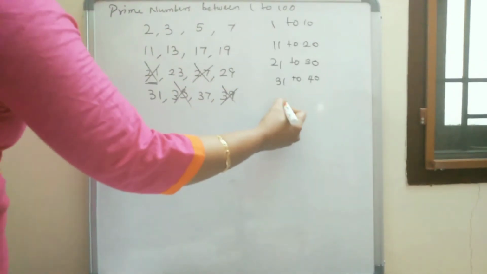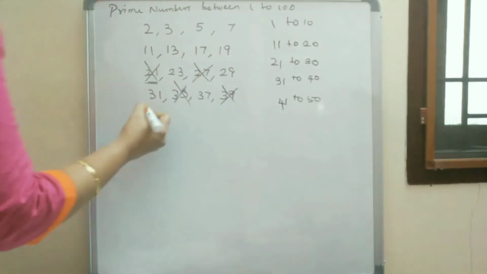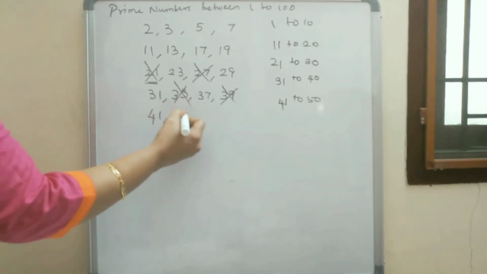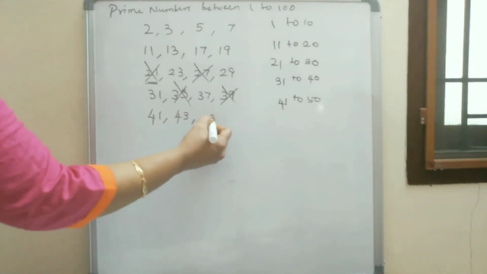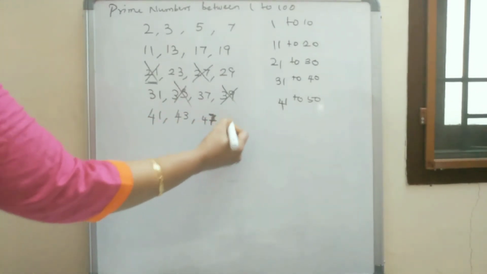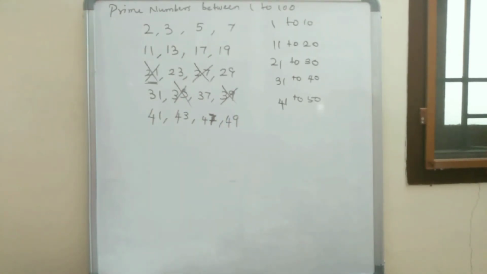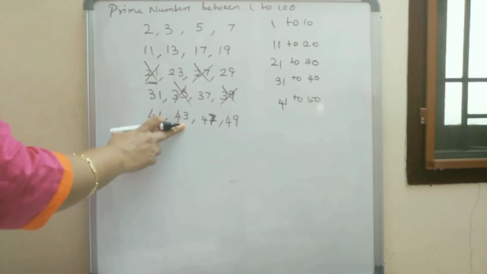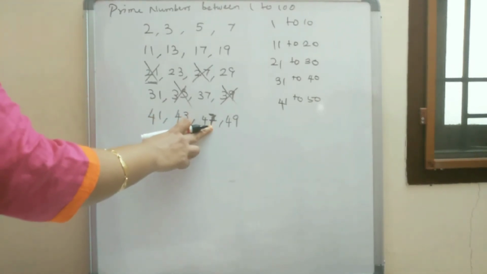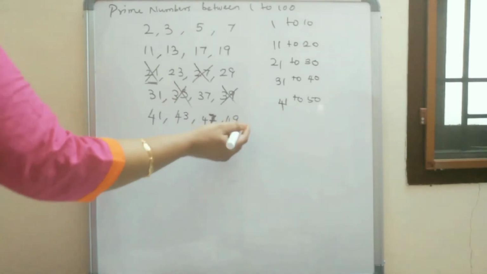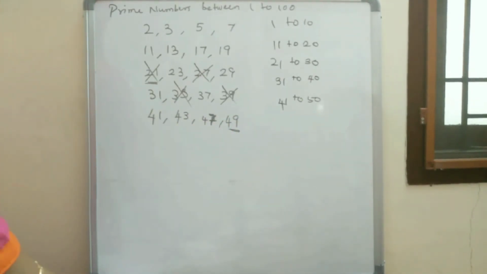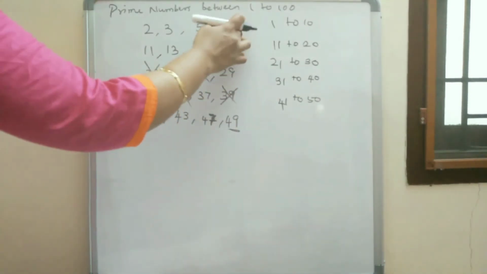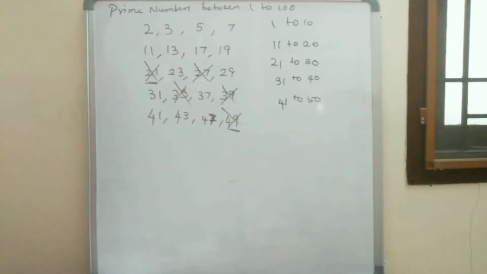Next we are going for 41 to 50. Again we are going to write like this: 41, 43, 47 and 49. Here 41 is a prime number. 43 is a prime number. 47 is a prime number. And 49, everyone knows the table. So 49 is a multiple of 7, so it is not a prime number.